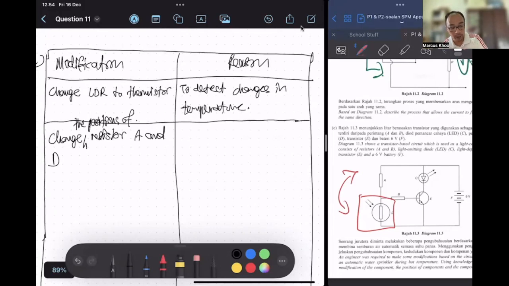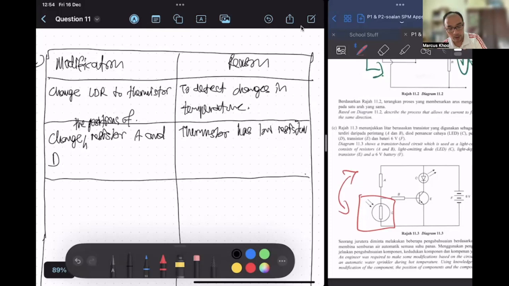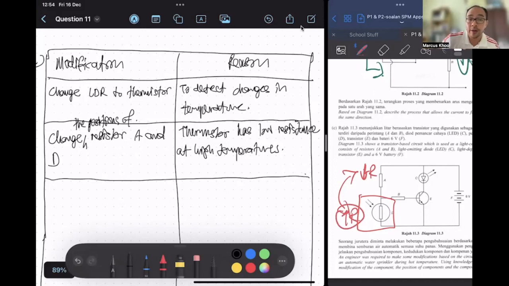Okay, and the reason for this is the thermistor has low, not high, low resistance at high temperatures. So if this one has low resistance, then this one will be high resistance. If this is high resistance, there will be current flow. Okay, and that's the basic thing of a transistor circuit.